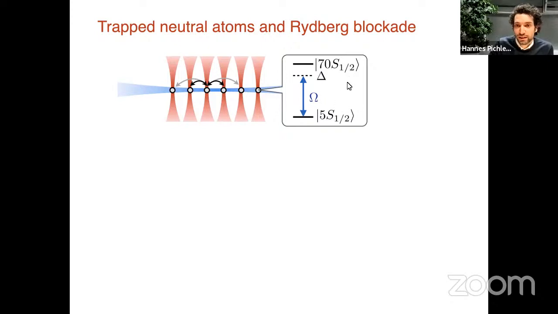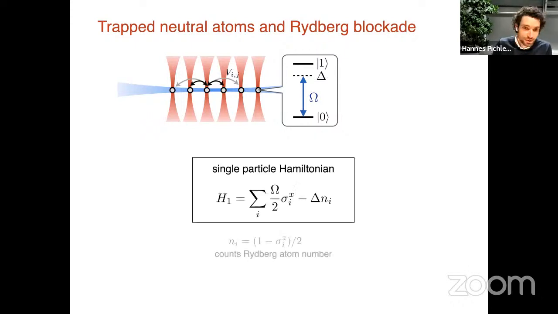Both of these states are fairly long-lived. I mean, this is a ground state. This Rydberg state has a lifetime of a few hundred microseconds. So, to a good approximation, we can just think about this as a qubit, which now has a Rabi frequency and a detuning, and so there's a single particle term in the Hamiltonian that describes the single particle physics, which is the one we all know.